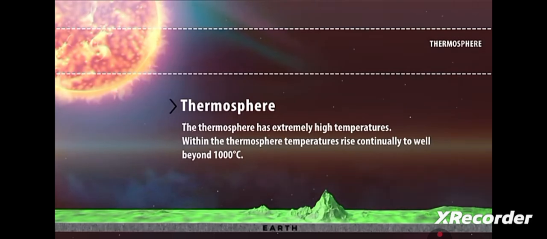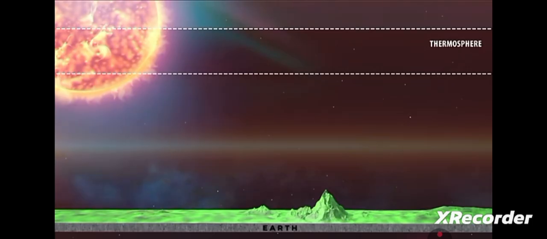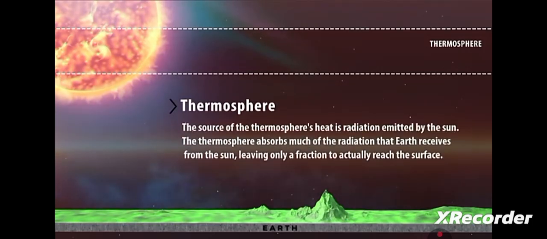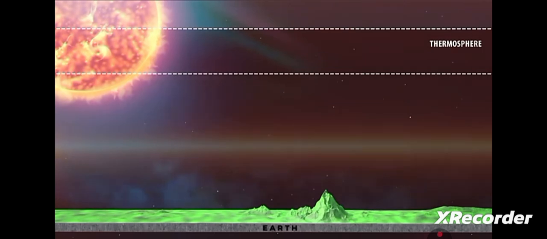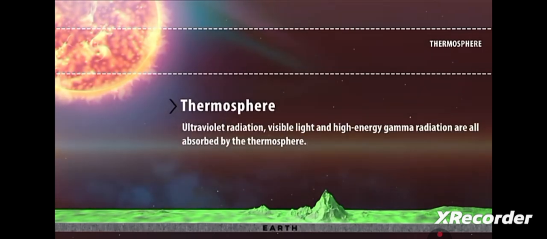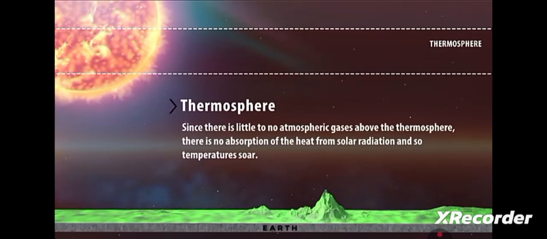The thermosphere has extremely high temperatures. Within the thermosphere, temperatures rise continually to well beyond 1000 degrees Celsius. The source of the thermosphere's heat is radiation emitted by the sun. The thermosphere absorbs much of the radiation that Earth receives from the sun, leaving only a fraction to actually reach the surface. Ultraviolet radiation, visible light, and high-energy gamma radiation are all absorbed by the thermosphere. Since there is little to no atmospheric gas above the thermosphere, there is no absorption of the heat from solar radiation, and so temperatures soar.